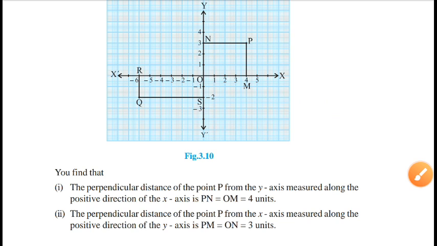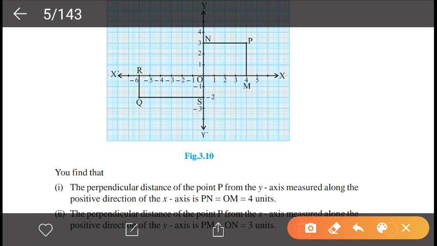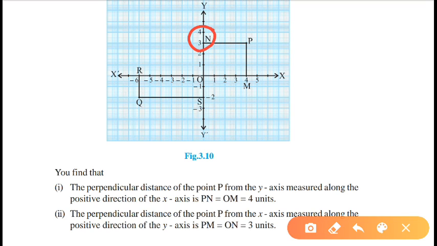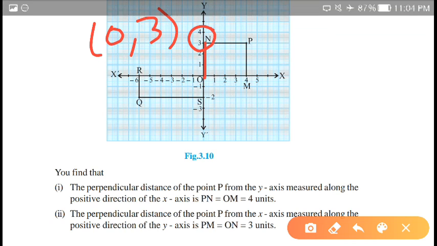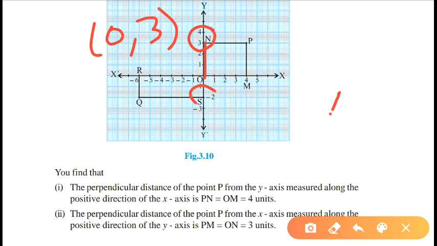Now similarly you can find the coordinate of N and the coordinate of S. So you can see that N is written over here. On the x-axis it is 0, as you can see, and on the y-axis it is 3. Similarly, S: on the x-axis 0, on the y-axis -2.